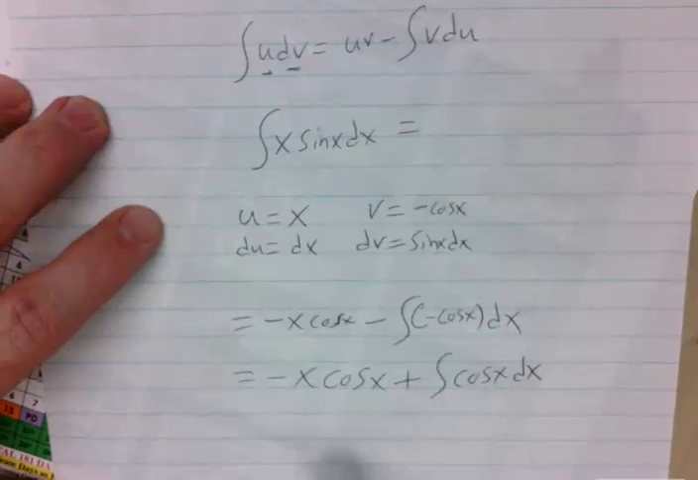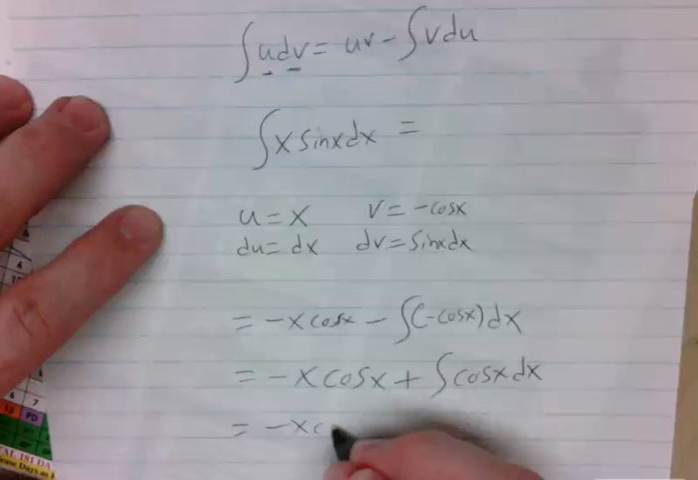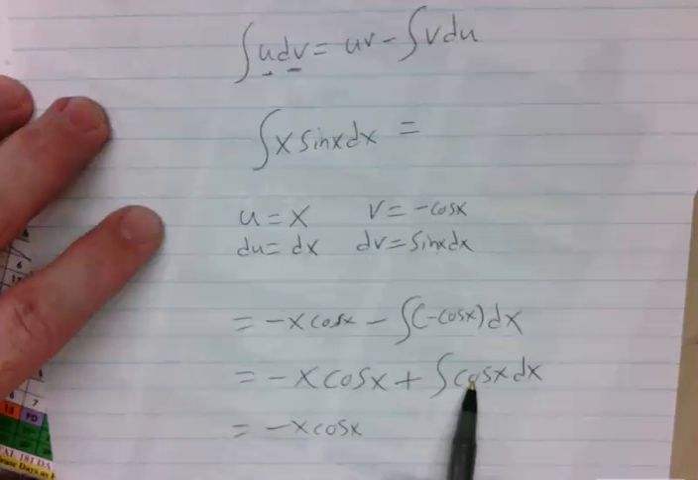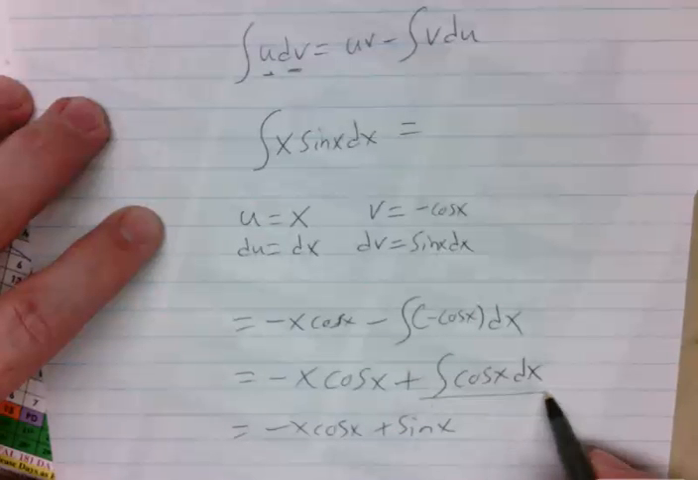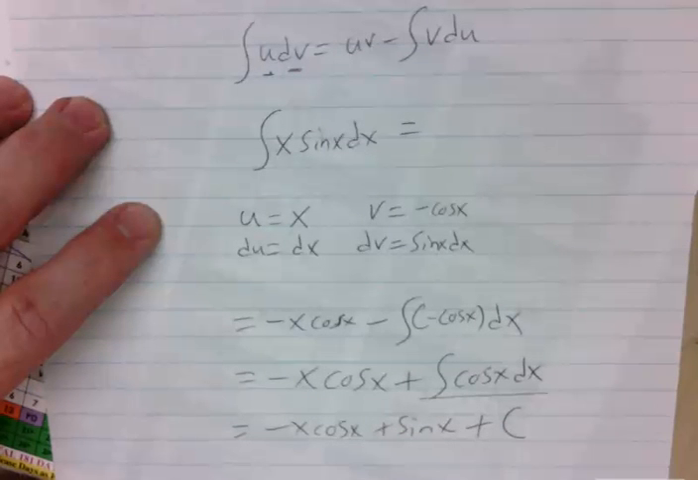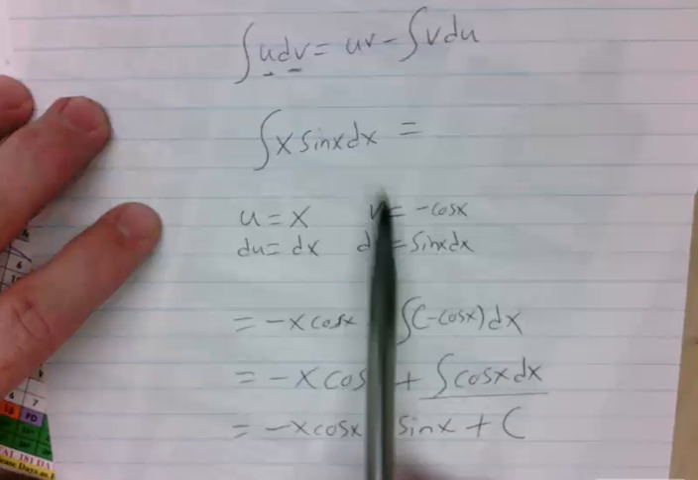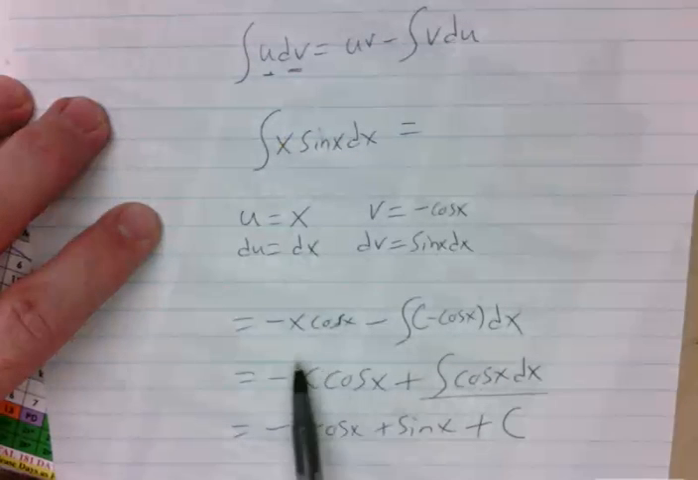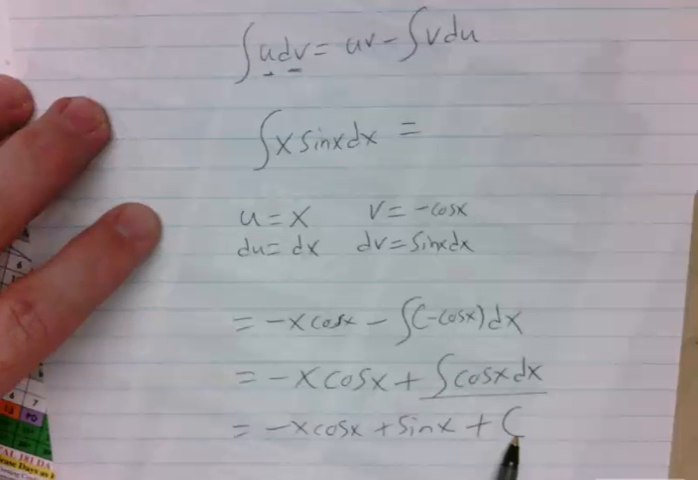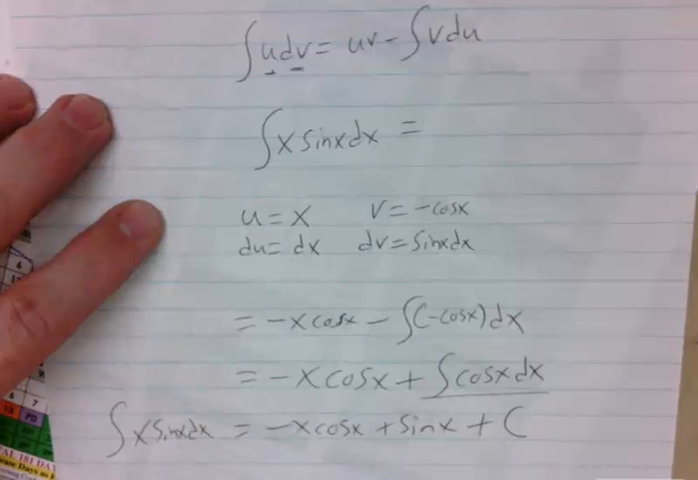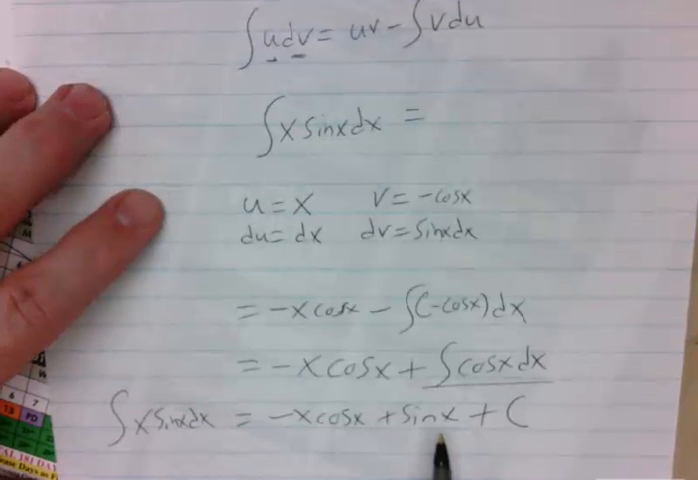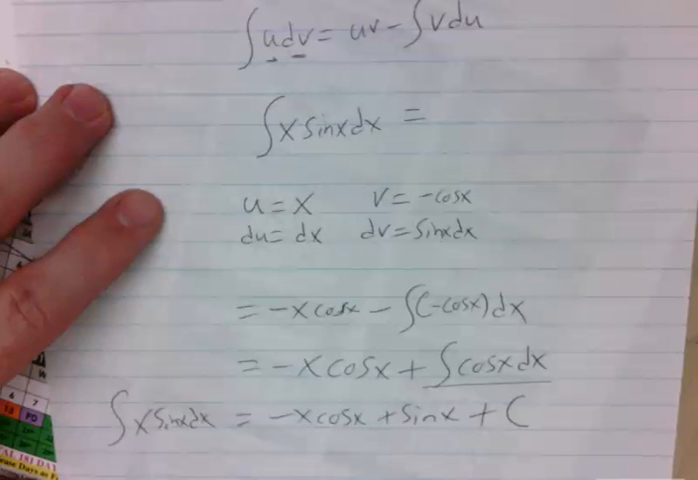All right, so let's finish it. We've got negative x cosine x. Integral of cosine is going to be sine. And now here at the last moment, doing that integral, since it's indefinite, we do our plus c. There's no need to do the plus c on the first part or the second part. We don't need a c1 or a c2 or a c3. Just do the plus c at the end. So the integral of x sine x dx is going to be negative x cosine x plus sine x plus c. And that's how that works.